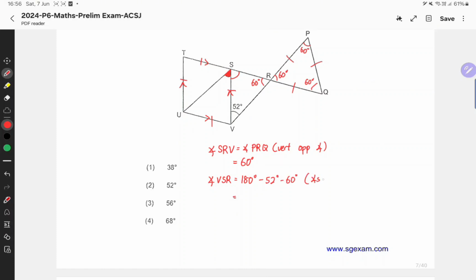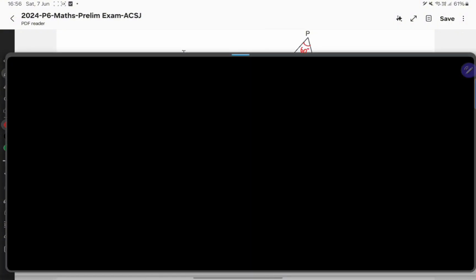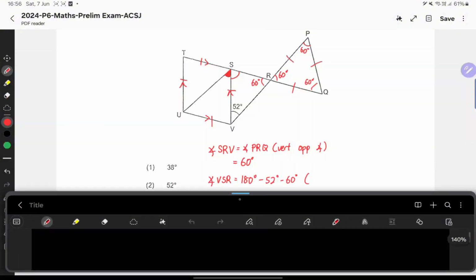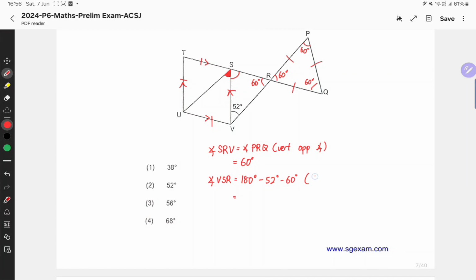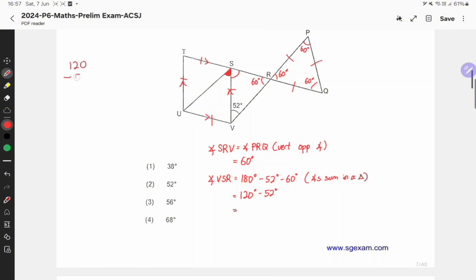This is angles sum in a triangle. So 180 minus 52 minus 60. We know that 180 minus 60 degrees is 120 degrees, minus 52 degrees. Then we will do our working. 120 minus 52. 0 cannot minus 2, so we're going to borrow from the 2. Here will be 1 and here will be 10.